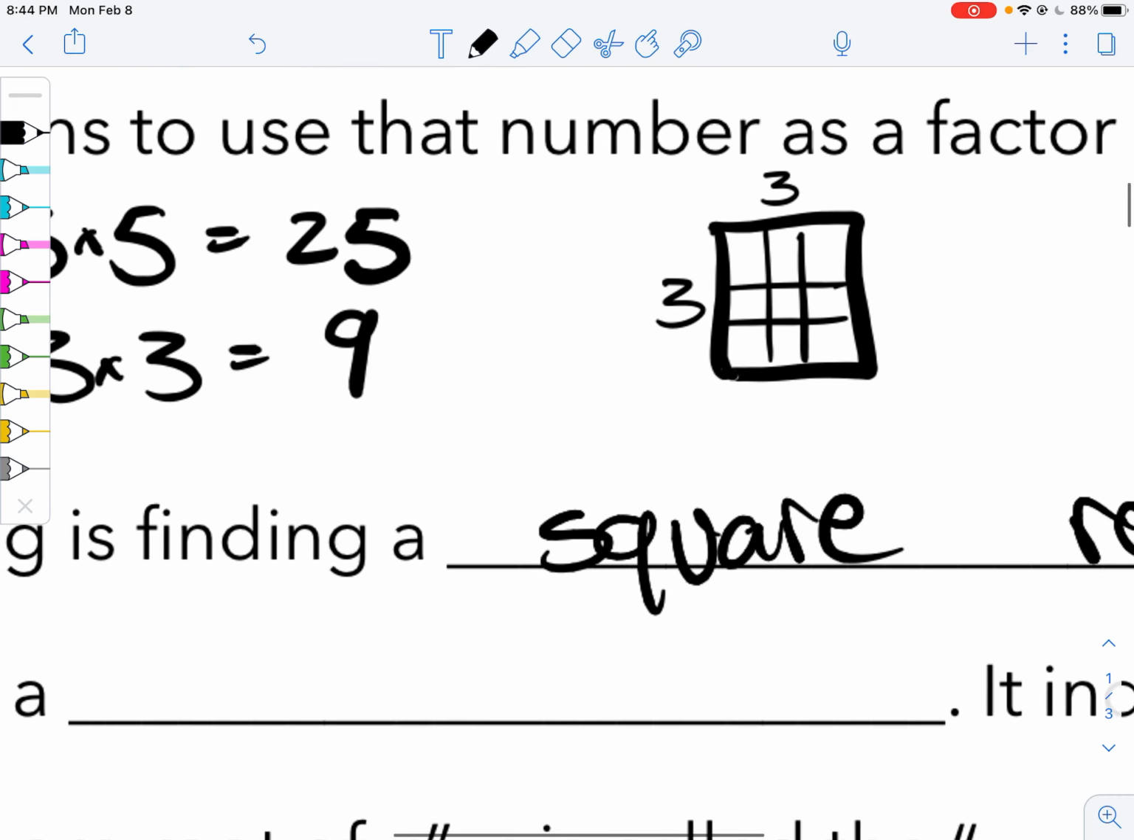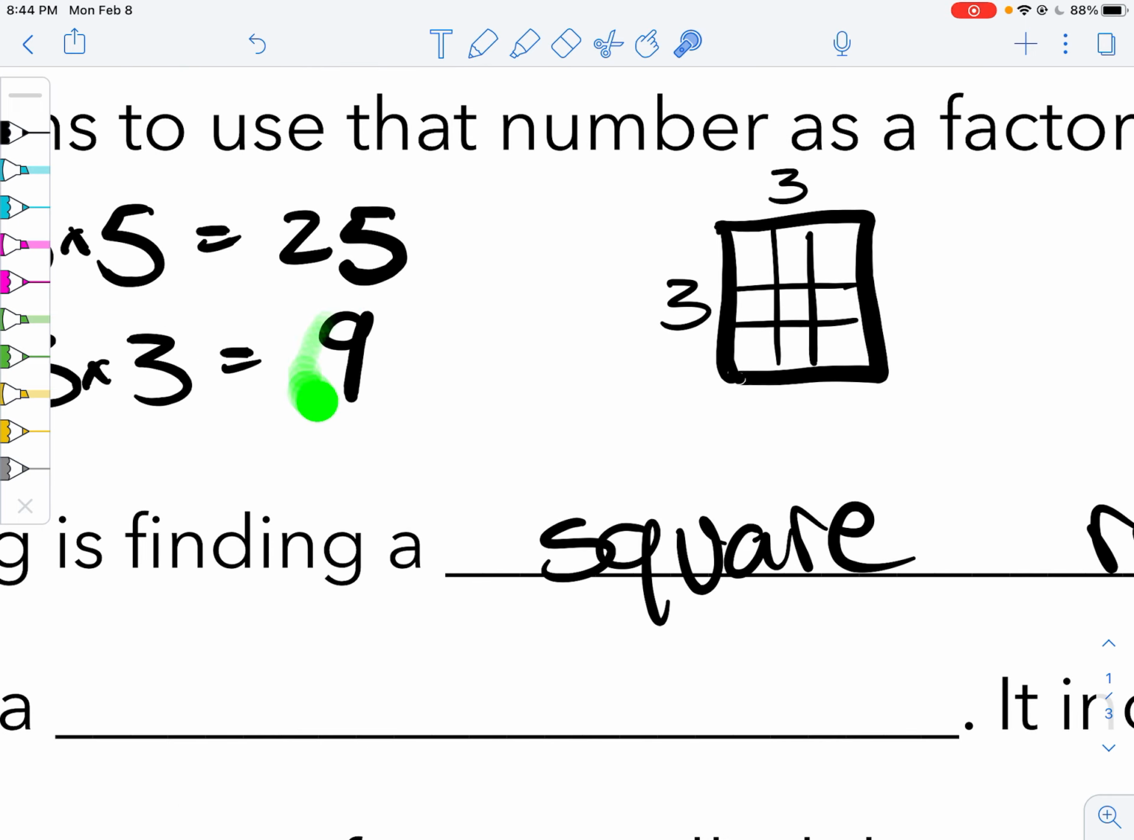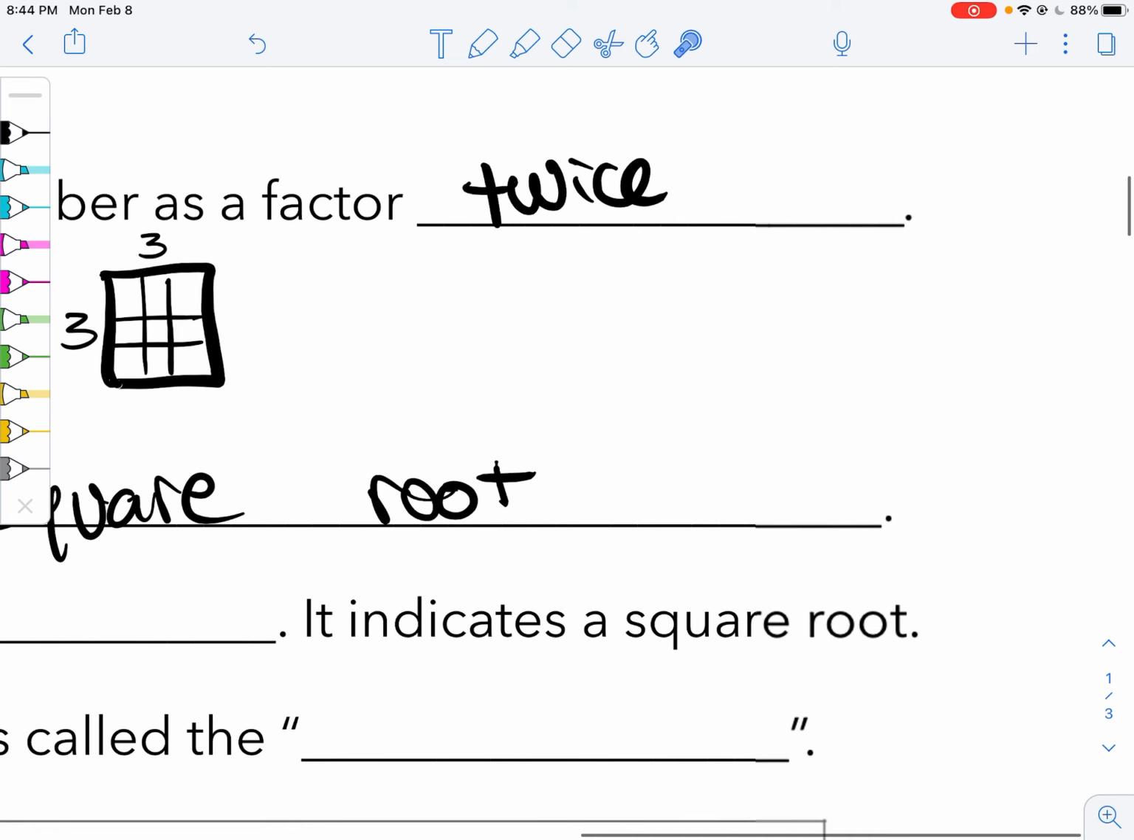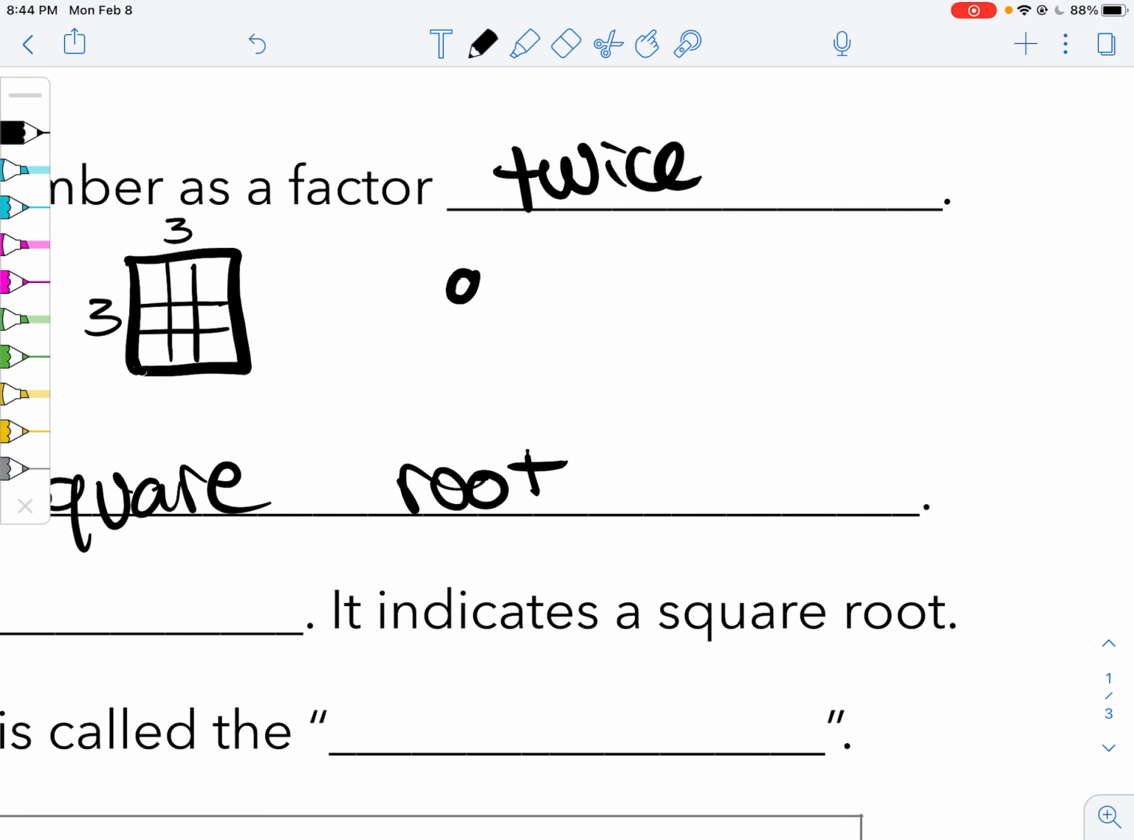For example, if you ask, what number times itself makes 9? You say, okay, well, what is the square root of 9? Well, 9 is something times itself. And what is that thing? Well, 3 times 3 is 9, so it's 3. The square root of 9 is 3.